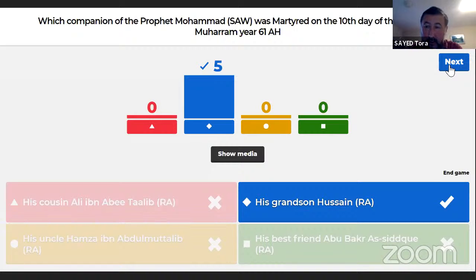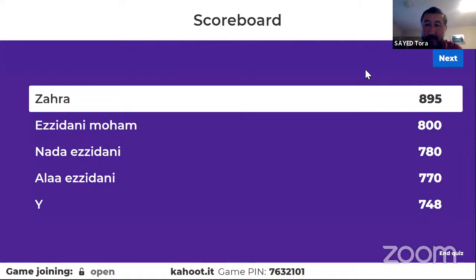Okay, inshallah ta'ala, we see the standing. Zahra is on top. It seems that she was the fastest to answer the question. Then Muhammad Zidani, and then Nada and Ala Zidani. And then our fifth player, Y, which I don't know who that is.